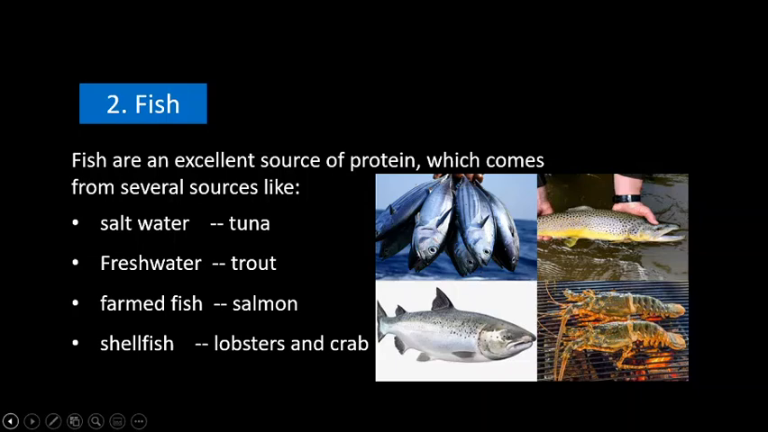Right. So we get fish from several sources, like we get tuna from salt water, we get trout from fresh water, we have salmon, which is farmed fish, and we have different shellfish like lobsters and crab. Most of the types of fish which are shown in the picture are available here in Maldives as well.